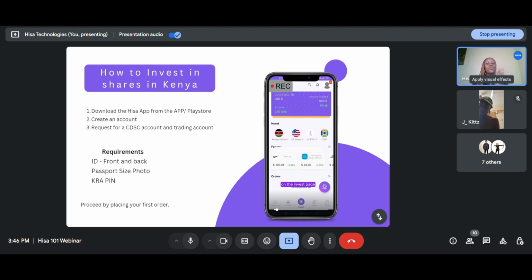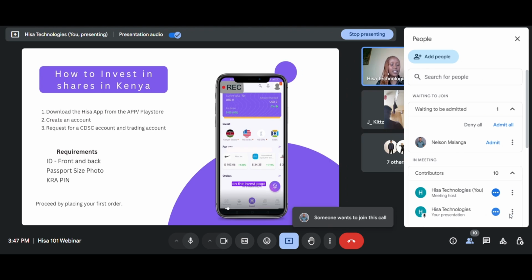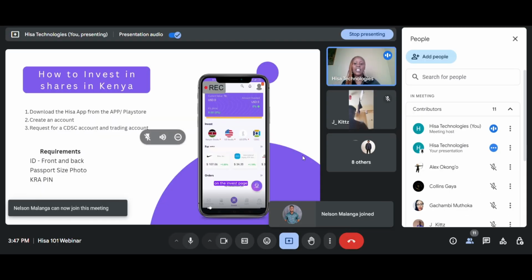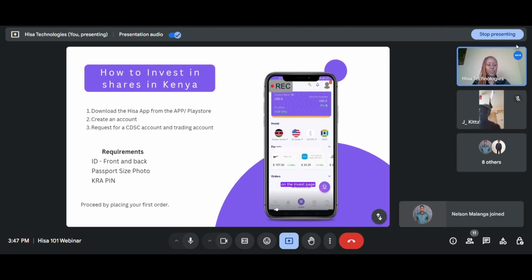So how do you invest in shares in Kenya? Well, you can do this by downloading the Hisa app. You can get the app from the App Store or Play Store, then create an account. We'll see how you can do that. Once you download the app and key in your information, upload your documents, that is your ID, your passport size photo, and your KRA pin, then get your account verified.